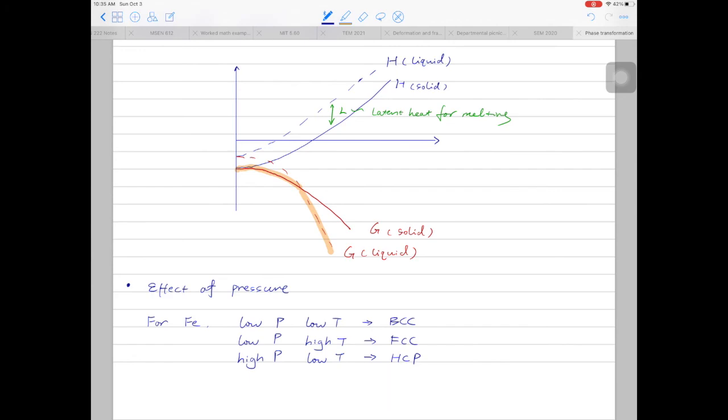So far, we have been looking at the Gibbs free energy of single component systems. In the next video, we'll look at the Gibbs free energy of binary systems.